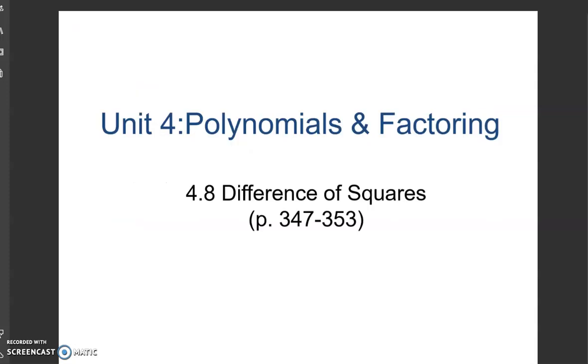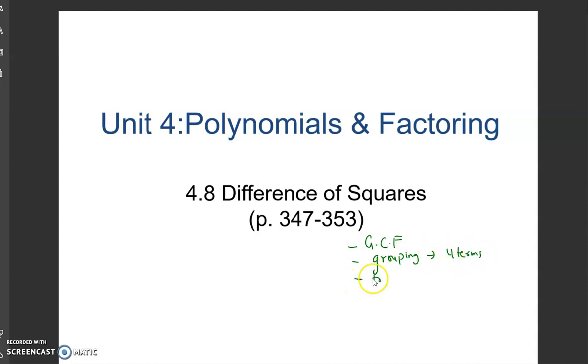Today's lesson, we're going to take a look at difference of squares. So this is the last method in factoring that we'll be looking at. So remember, we started with looking at GCF. That was the first thing we learned in factoring, the greatest common factor. And then we also learned about grouping. So remember, grouping is done when you have 4 terms.